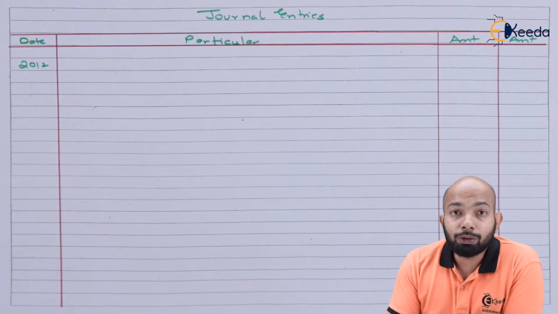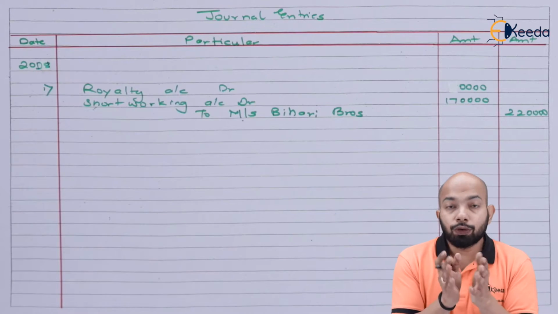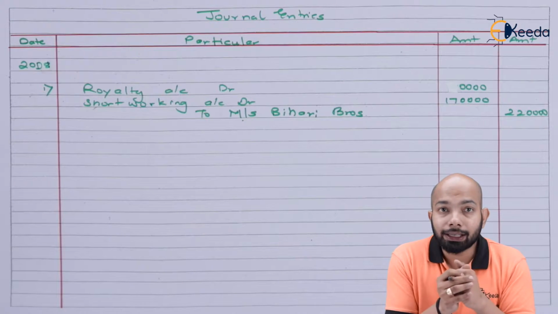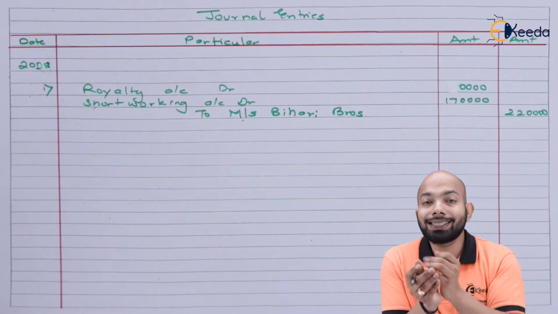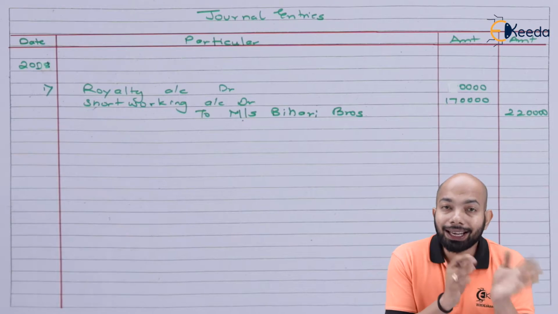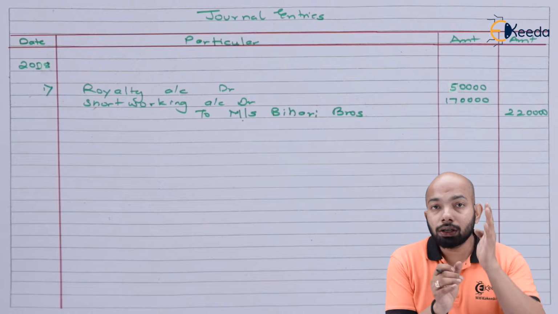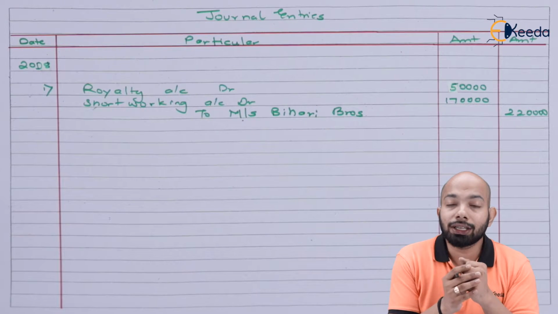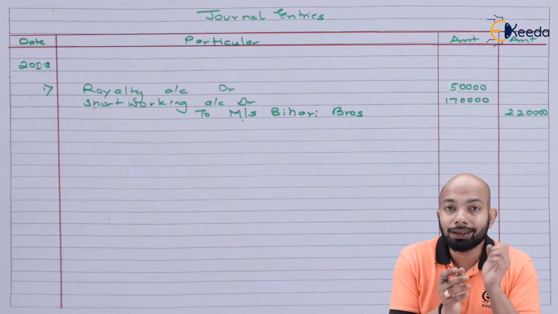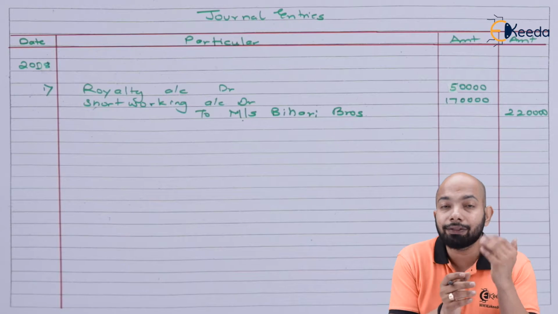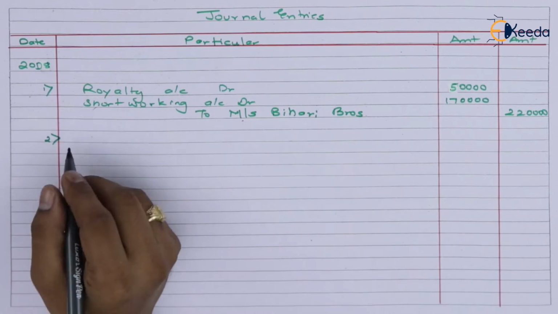So for 2012, we are passing the entries now. For 2008, the entry that we are passing here is royalty account debit, short working account debit, to Messrs. Bihari Brothers, who is the landlord here. So 50,000 is the royalty, 1,70,000 is the short working, and 2,20,000 is the amount payable. Let's transfer this, rather let's receive it and then transfer it to the P&L.